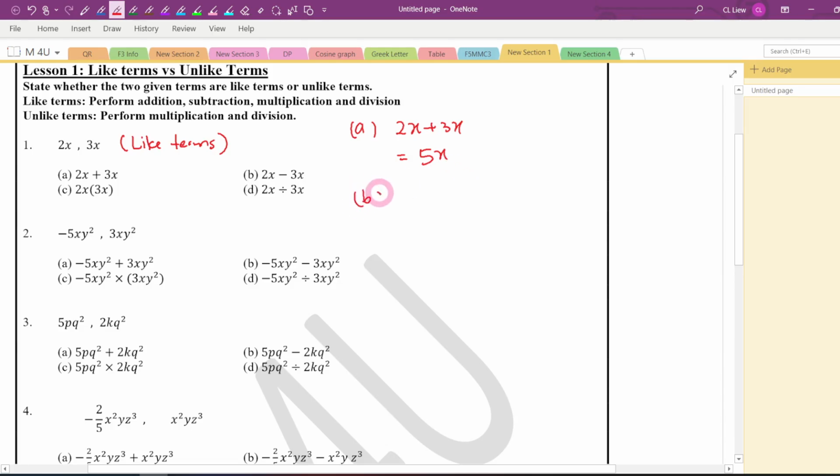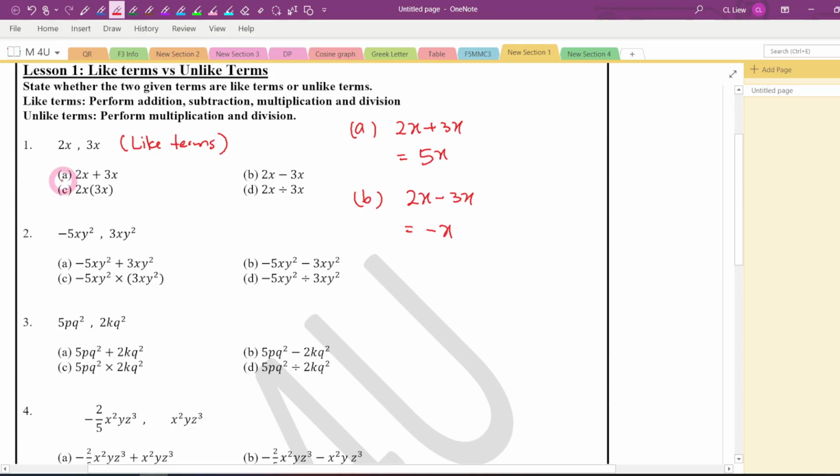How about subtraction? 2x minus 3x. 2 minus 3, you will get negative 1. So the x we only copy, but you don't have to write negative 1x. In this situation, if you get negative 1x, we only write negative x. Okay, so you will notice that for addition or subtraction, the power of the variable will remain unchanged, right?